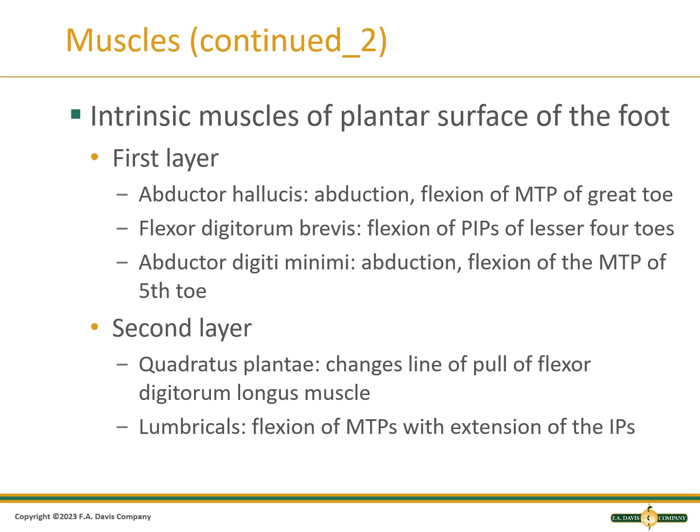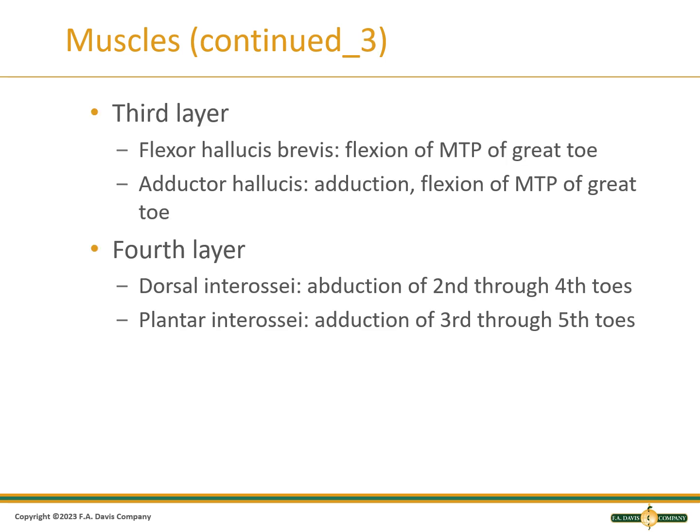The second layer of intrinsic muscles on the plantar surface of the foot are going to include our quadratus plantae, which changes the line of pull of the flexor digitorum longus muscle, and then our lumbricals, which cause flexion of the MTPs with extension of the IPs, same as what our lumbricals in the hand do, right? Third layer is going to be flexor hallucis brevis, which is flexion of MTP of the great toe. Adductor hallucis is going to be adduction and flexion of MTP of the great toe.